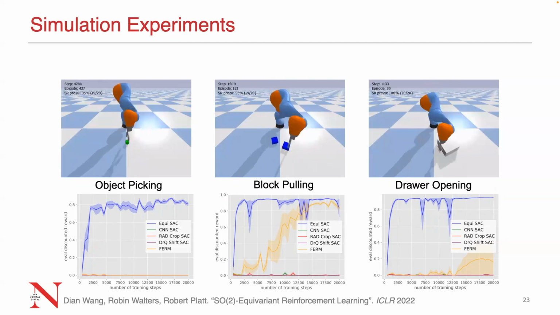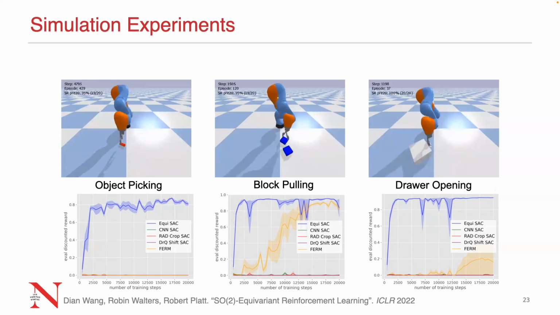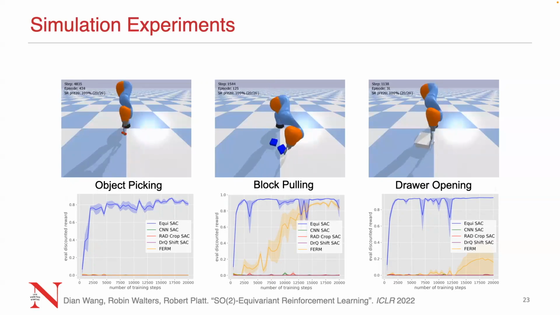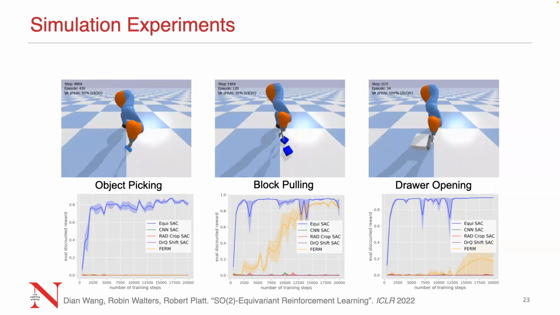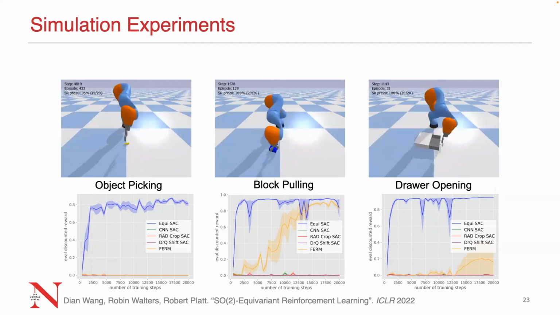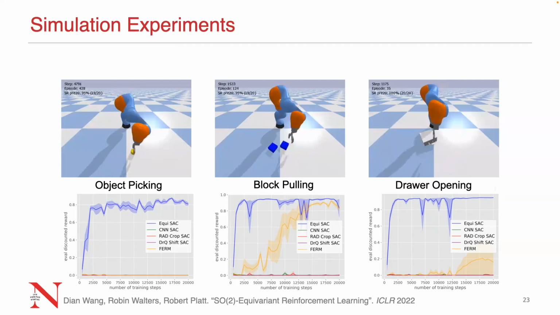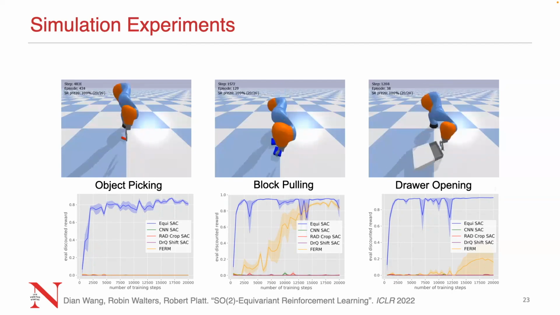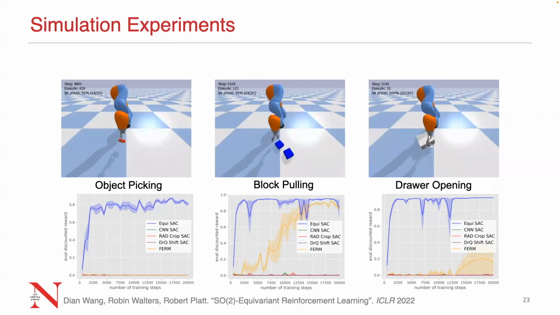Yes, please. When you evaluate, how are you changing the environment? The environments are always randomly initialized. For example, in the drawer opening, the robot will always be at a fixed position, but the drawer will be in a random position. Similarly for all of the other environments, the objects will be randomly placed in the environment.